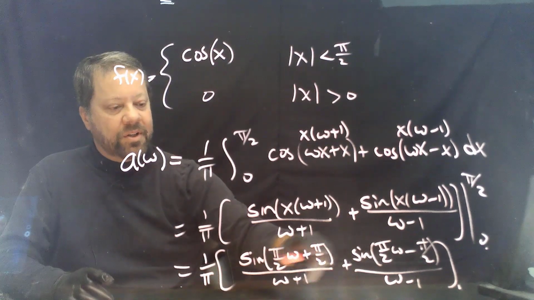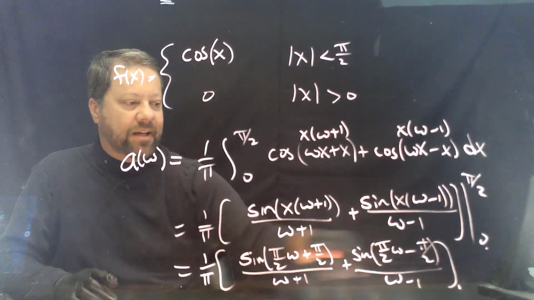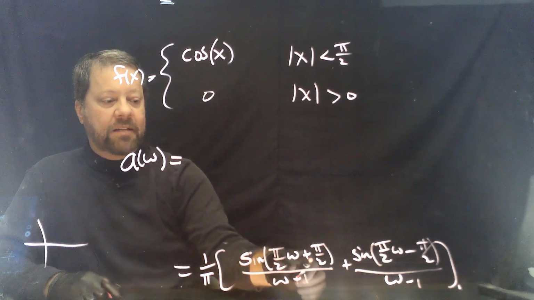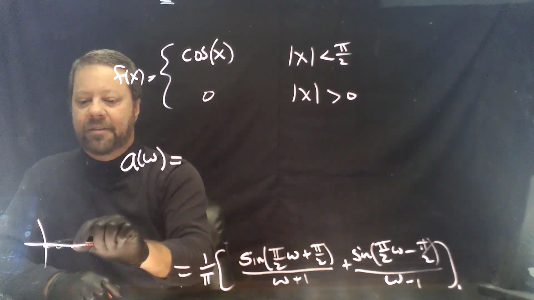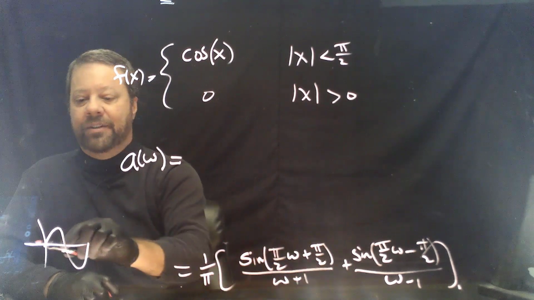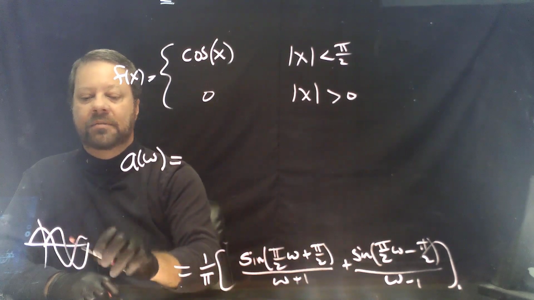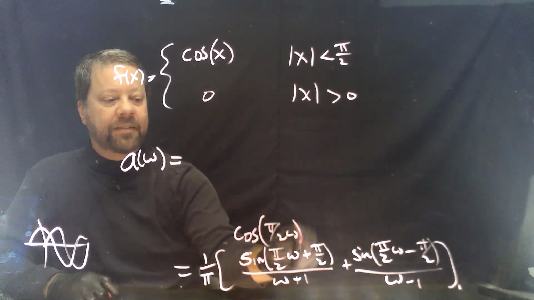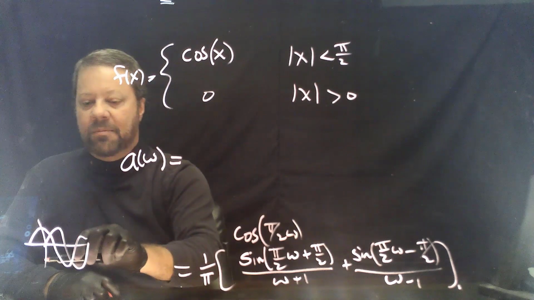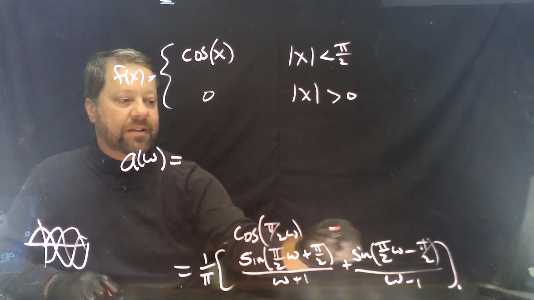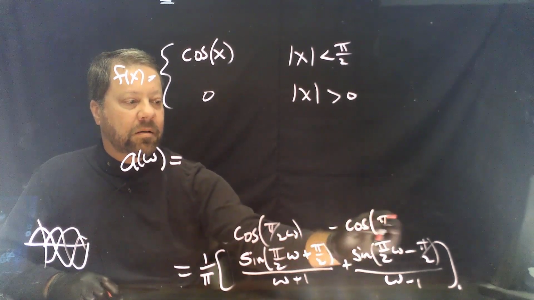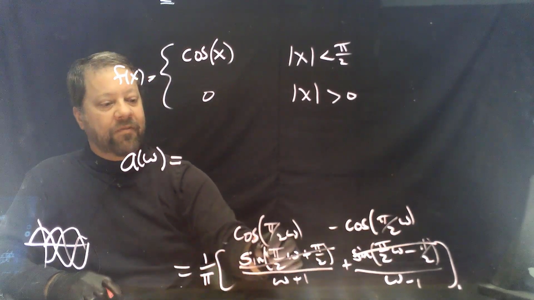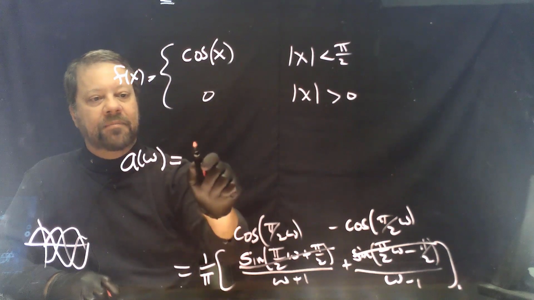And so it's just a question of what happens with these translations now. If you translate sine by pi over 2 units to the left, which is what happens when you add pi over 2, you end up with a cosine. So this ends up being cosine of pi over 2 omega. And when you translate sine pi over 2 units to the right, you end up with a minus cosine. So we can factor out the cosine pi over 2 omega.